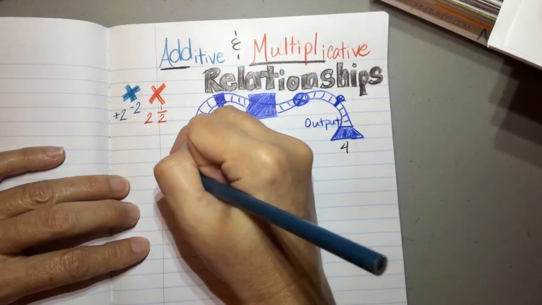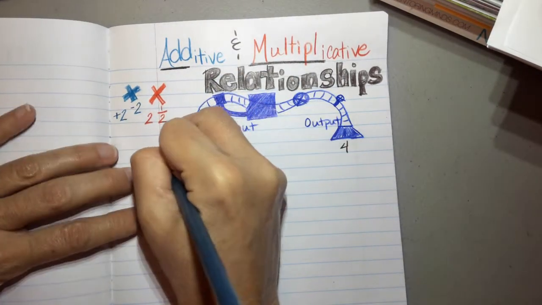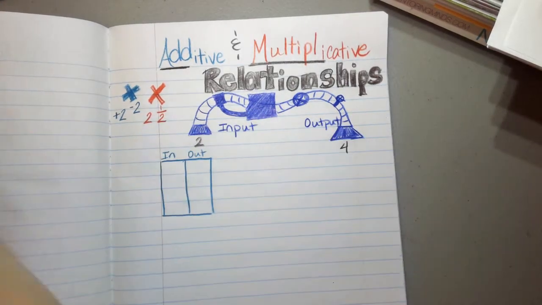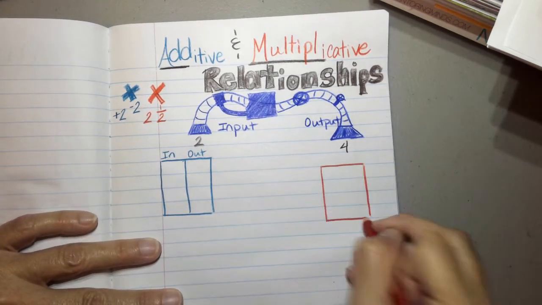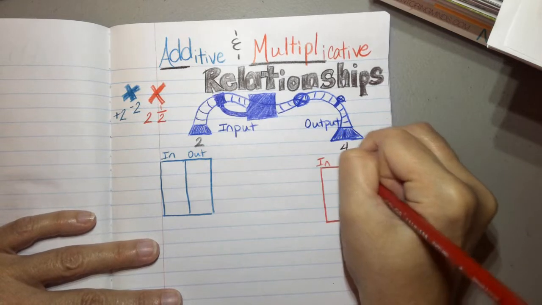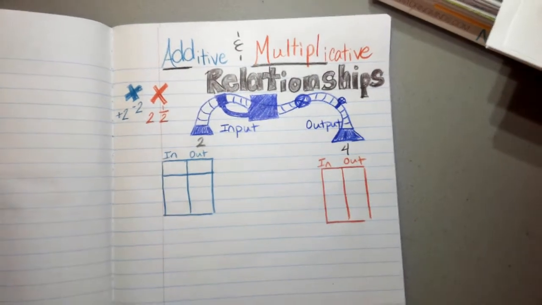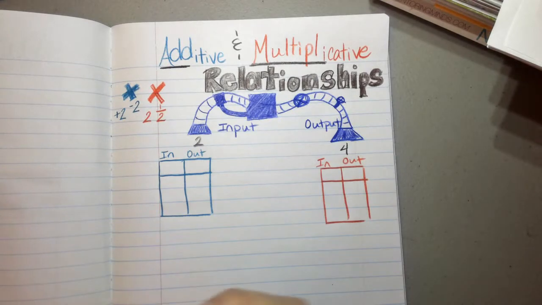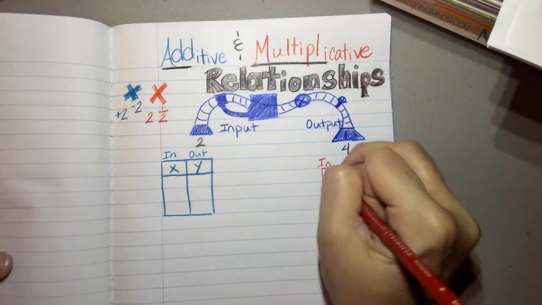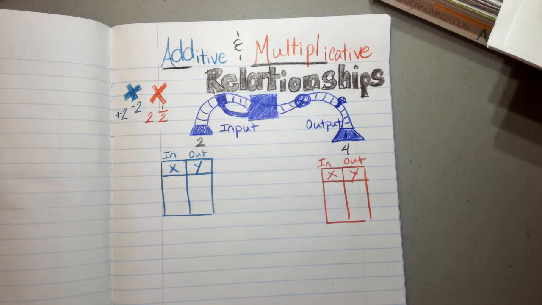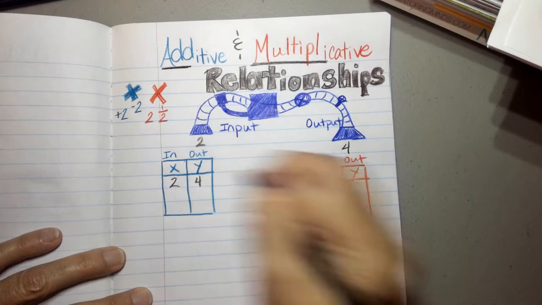So that's why we tend to look at tables. Okay, and in this table, I'm going to say this is the in side and this is the out side. And then we're going to do the same thing over here. Okay. This is the in column, and this is the out column. Only as we're getting more advanced, and we're not talking just about machines and tables anymore, we're now saying that we put x in and we get y out. So x is the number we put in, y is the number we get out. Okay, so in my examples, I put 2 in and I get 4 out.